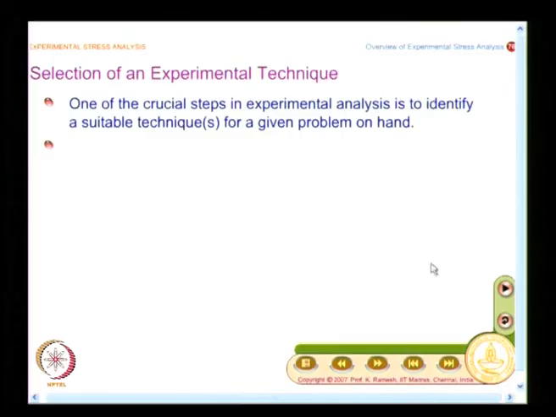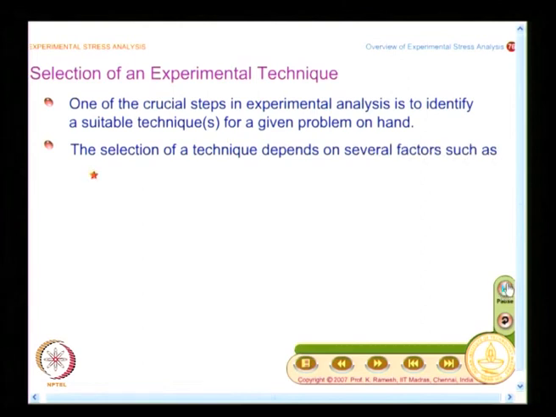And in all this, you could give certain guidelines. These are only guidelines, these are not definitive steps that this is the way you will go about, and we will have a look at some of these guidelines systematically. And what you should understand is, selection of a technique depends on several factors.